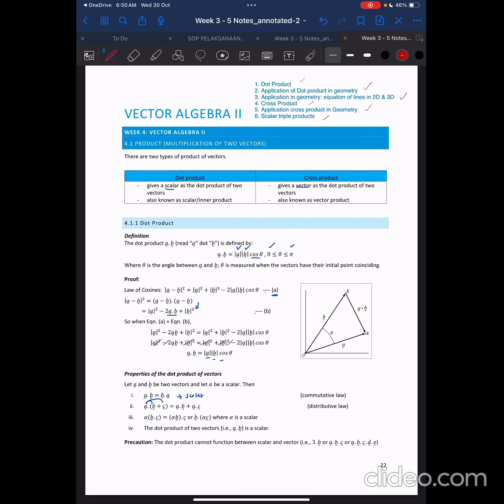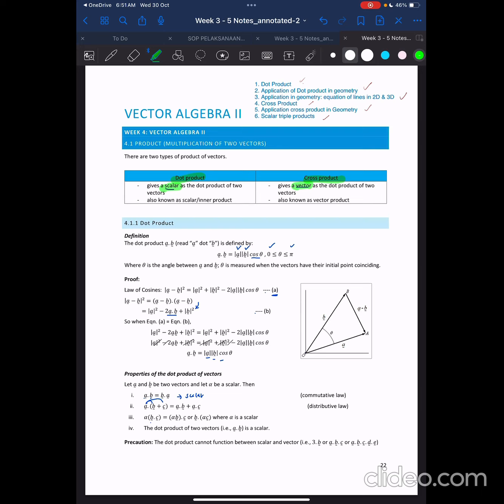Alright, before we move on even further, let's look at the product or multiplication of two vectors. If you multiply two vectors, there are two ways of doing it. One is called the dot product, another one is called the cross product. The difference between these two products is the dot product will give you a scalar value, while the cross product will give you a vector value. So what does it mean by this? The dot product will give you a magnitude only. So you will always get the answer in terms of numbers. It only has a magnitude, it doesn't have direction.